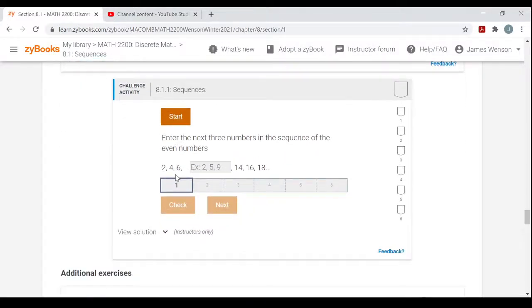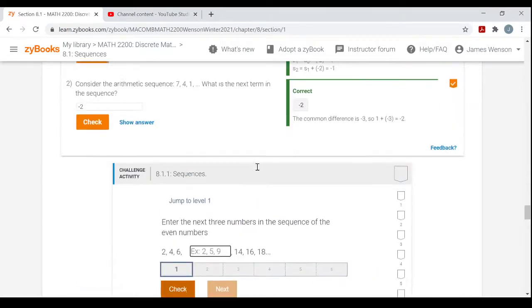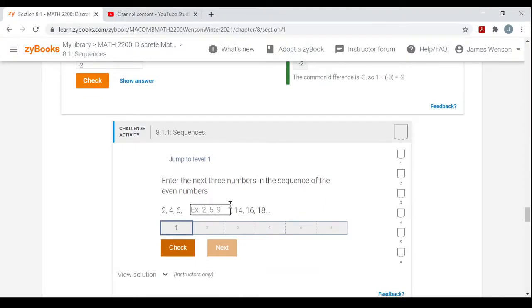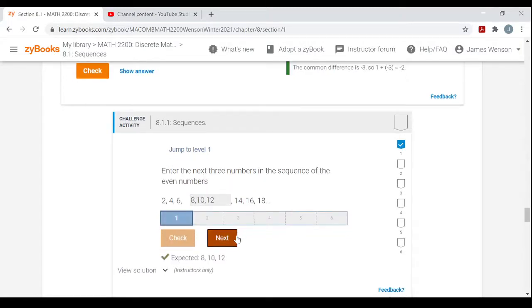All right. Then the challenge activity. There are 6 of these. I'll just do a couple. It says enter the next 3 numbers in the sequence of even numbers. Now the sequence of even numbers would be an example of an arithmetic sequence, right? Because you're going to be adding 2 every time. And then you go 2, 4, 6, 8, 10, 12, and 14, 16, 18, and so on.